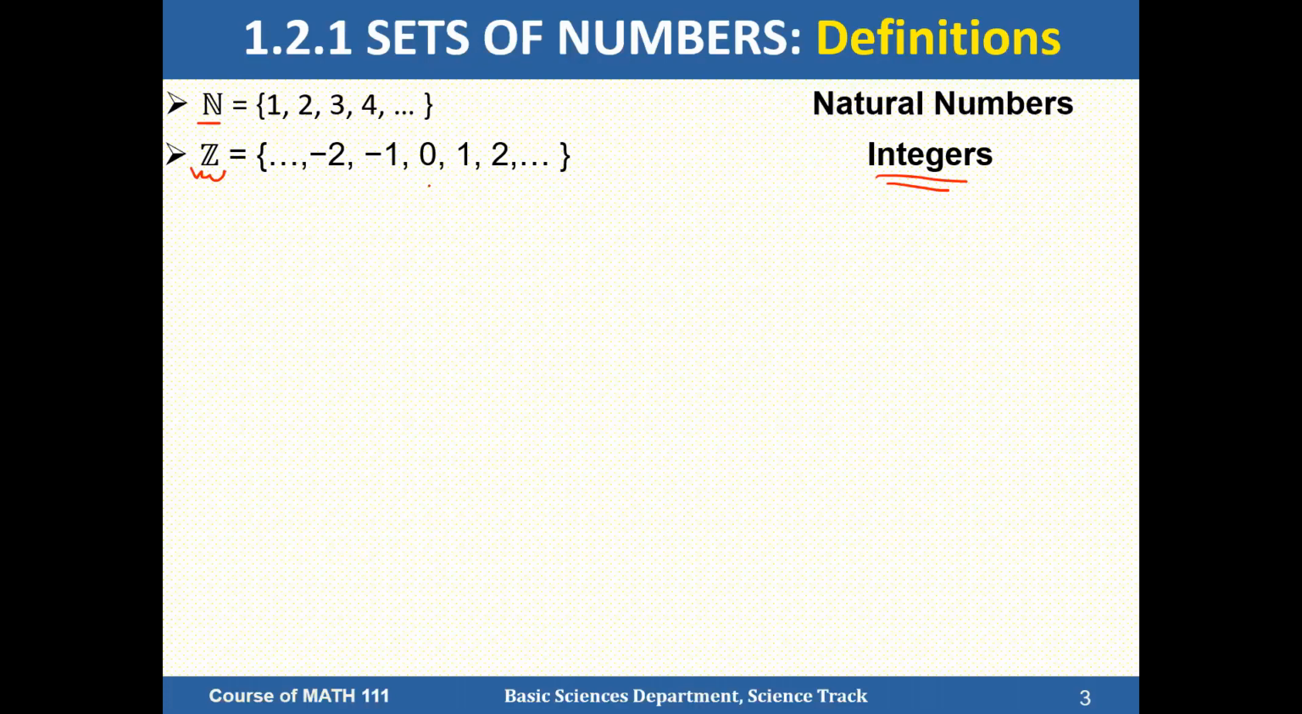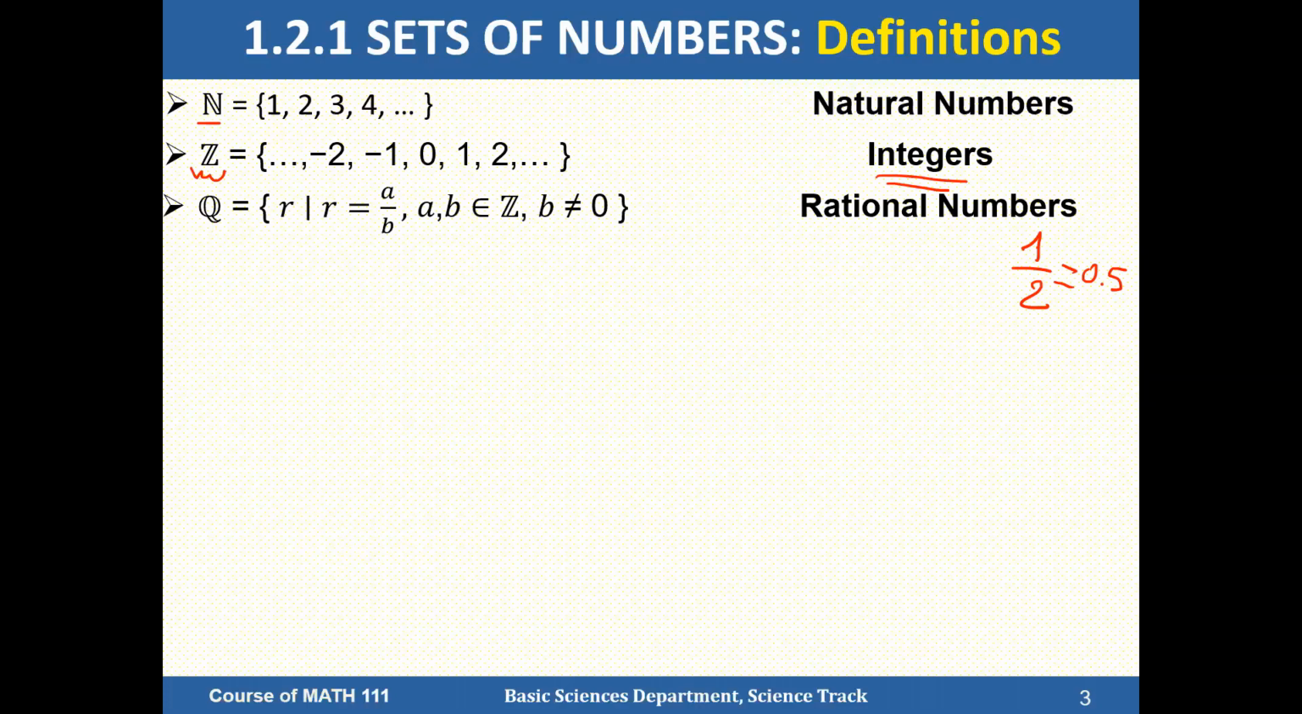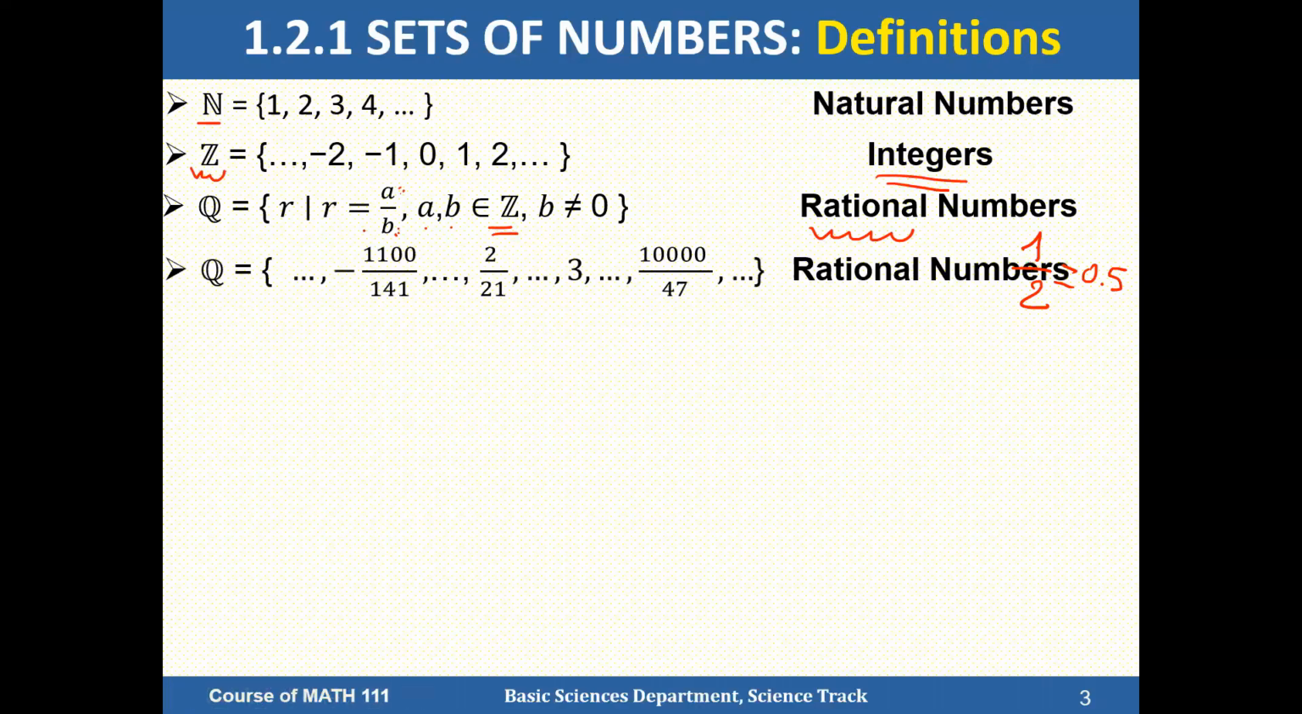Then when we divide two integers, for example 1 by 2, the result is not an integer. It's 0.5. So we define a larger set called rational numbers. A number is said to be a rational number if it's the ratio of two integers. It's A over B, where A and B are two integers. So these are some examples of rational numbers.